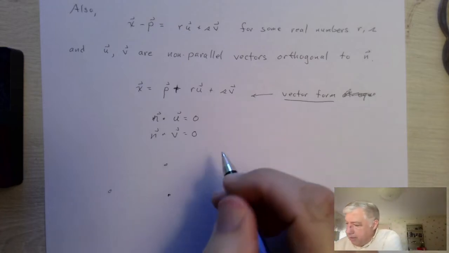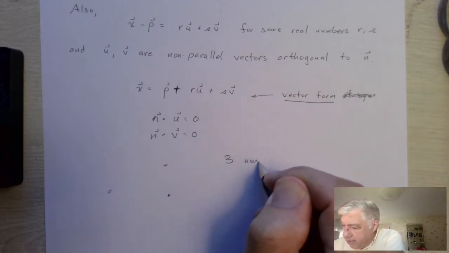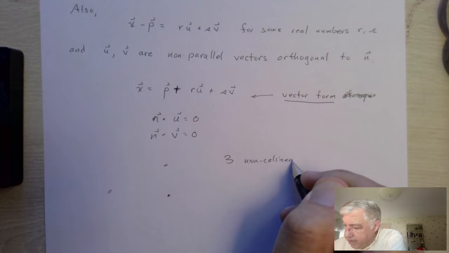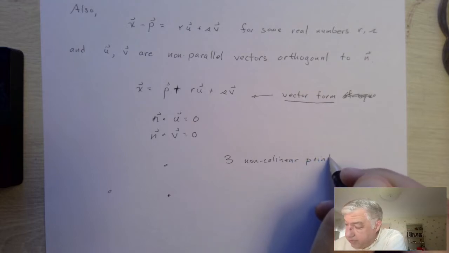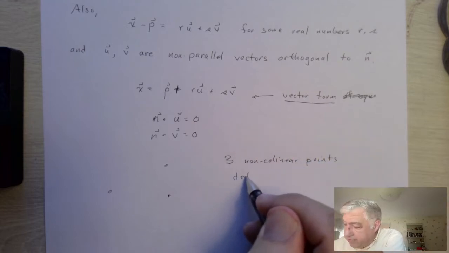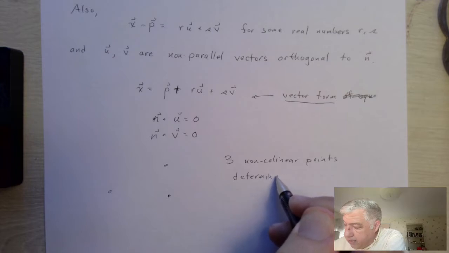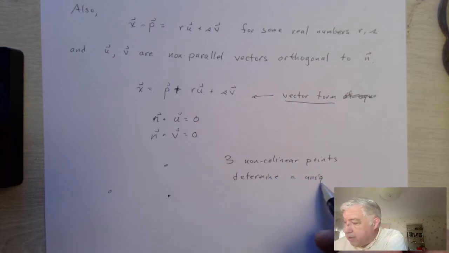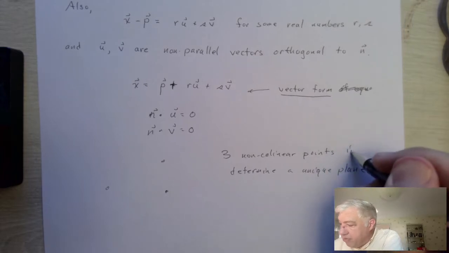Okay, 3 non-collinear points determine a unique plane. Just 3 points in R3.